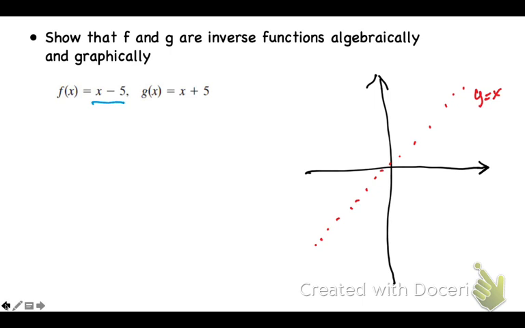This one has a y-intercept of -5 and a slope of 1. So the x-intercept would be +5. How did I find the x-intercept? I set y equal to 0. Then up one over one. The other one has a y-intercept of 5, and the x-intercept would be -5.